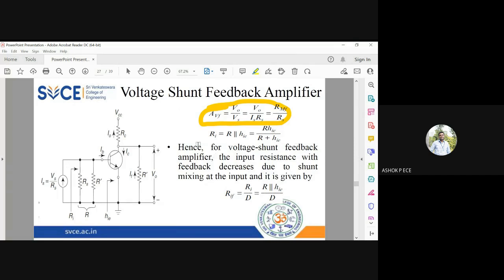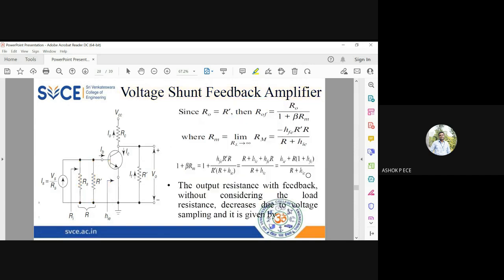And the input resistance, what is RI? See the input resistance: RS, R dash, HIE are all in parallel. So I can write RS parallel to R dash parallel to HIE. RS parallel to R dash is R, so it is R parallel to HIE. In voltage shunt feedback, RIF will be lesser in value. RIF equal to RI by D, so it is R parallel to HIE divided by D.